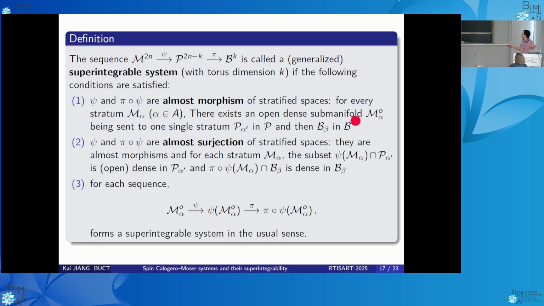It means that we have an open dense subset for each stratum in the phase space. If we restrict the map to this open dense submanifold, then the complex arrows disappear, and there's only one arrow from each domain of definition to the target. So this is a manifold, this is a manifold, and this is a manifold. We can then use superintegrability in the usual sense.